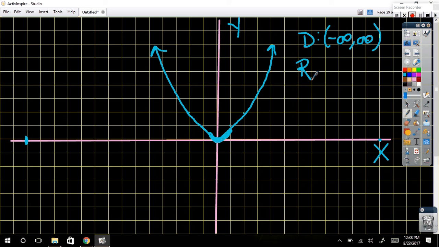The very smallest happens right here because this is my y-axis. Does it include 0? Yes, it's sitting right on 0. That tells me I need a bracket.